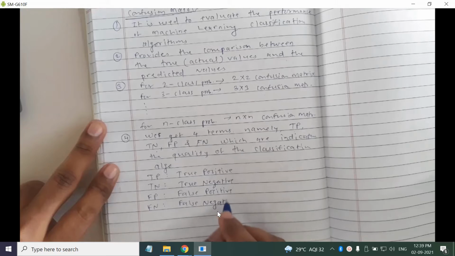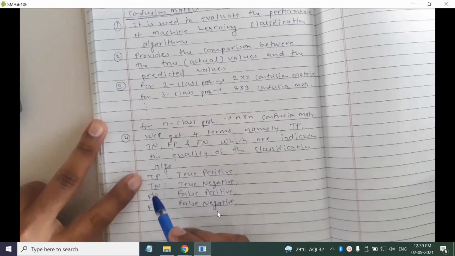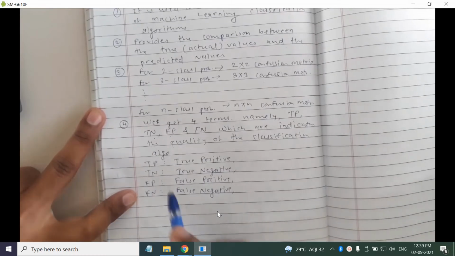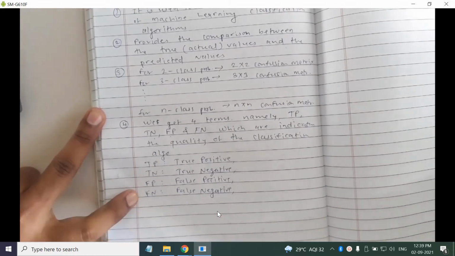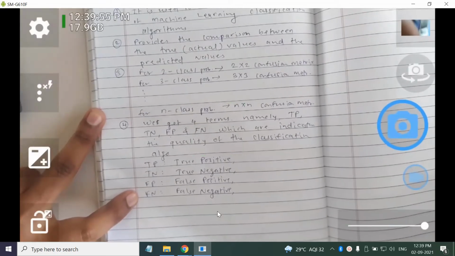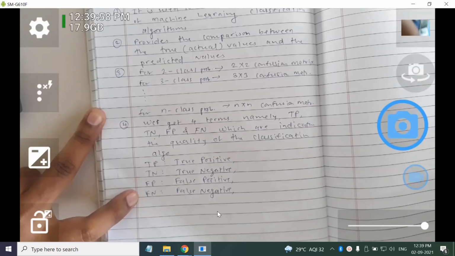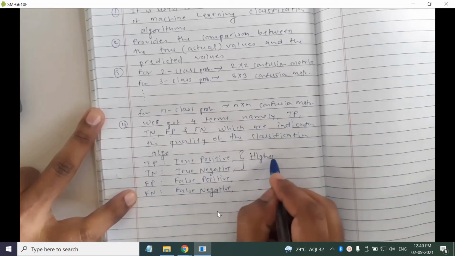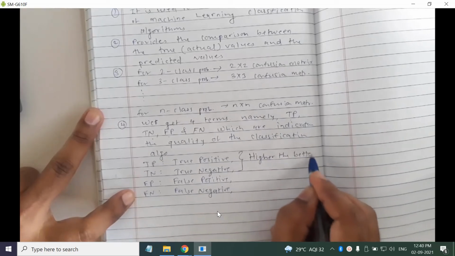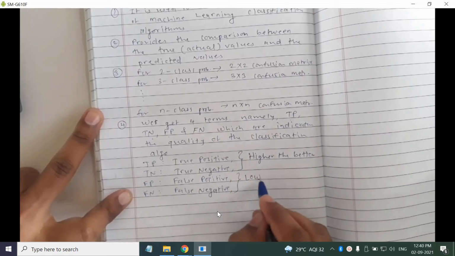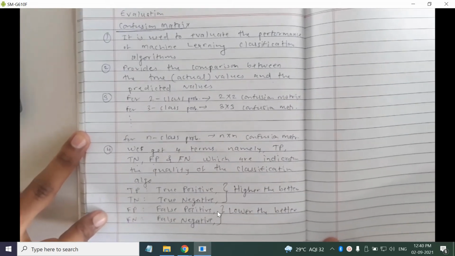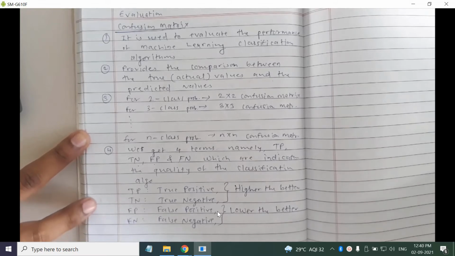Now you tell me, for which terms do we prefer a higher value out of these 4? For which terms can we say higher the better? Tell me. TP, yes, TP and TN. So here we can say that higher the better, and for the other two, lower the better. So you have a theory for confusion matrix now. Please make a note.